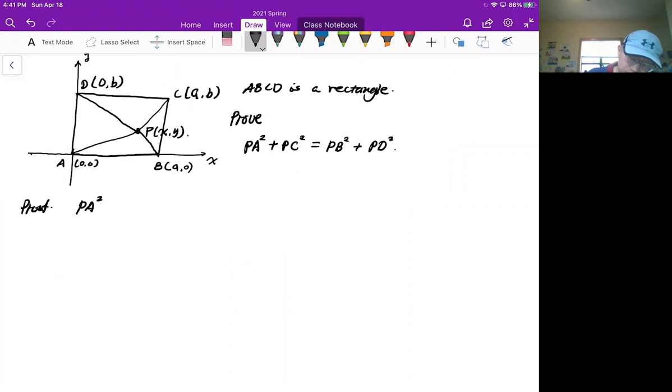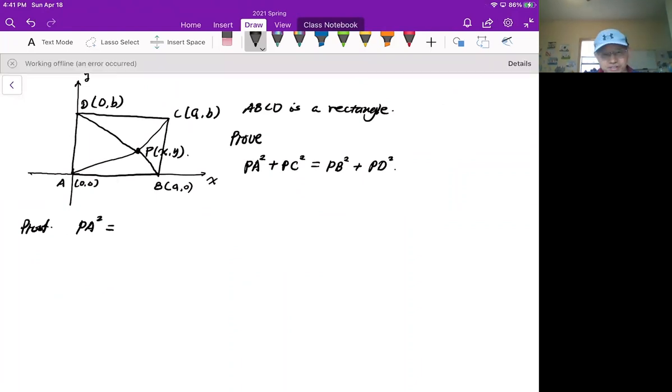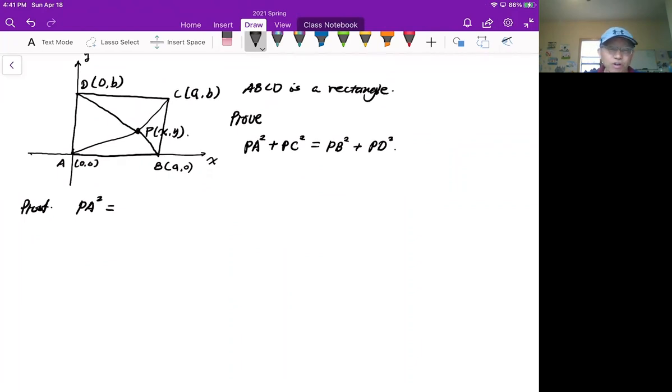Okay, what is PA square? It is the distance formula, right? So PA square just means I'm going to have x minus 0 squared and y minus 0 squared, right? Take a square root and take a square. So that is just this. Or you can say it is just the Pythagorean theorem. Okay, so I can get that. This is x square plus y square. That's PA square.